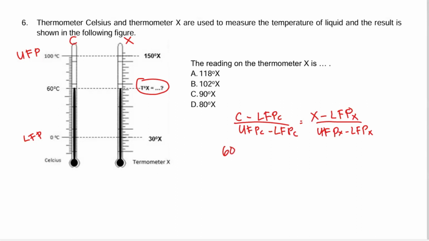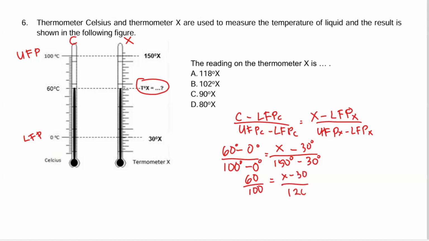The C is 60, minus the lower fixed point of Celsius, which is 0. The upper fixed point of Celsius is 100. The lower fixed point of Celsius is 0. And then X is the question, and the lower fixed point of the X thermometer is 30 degrees. Okay, and then the upper fixed point of X is 150 degrees. And the lower fixed point of X is 30 degrees. So from here, we get that 60 over 100 equals X minus 30 over 120.